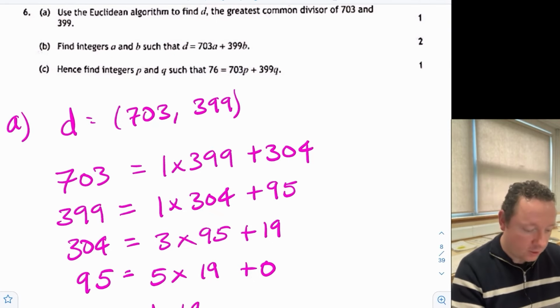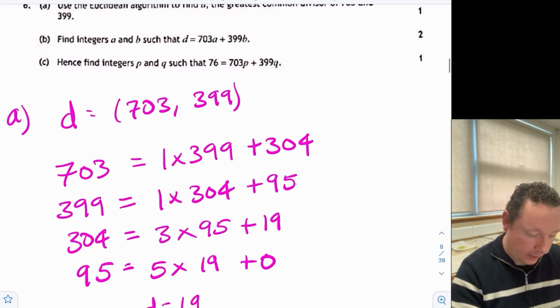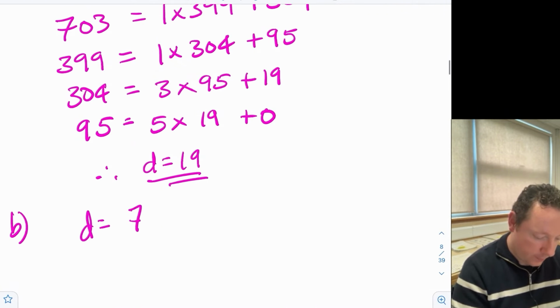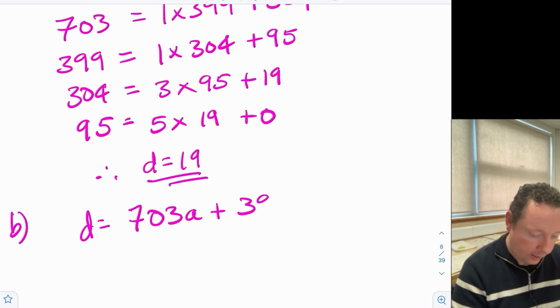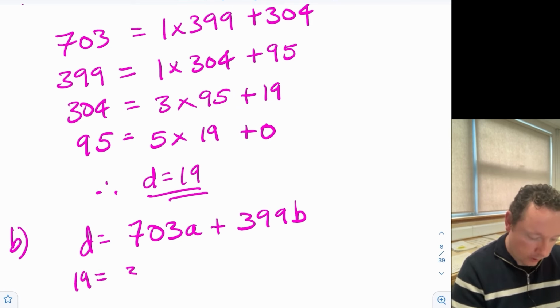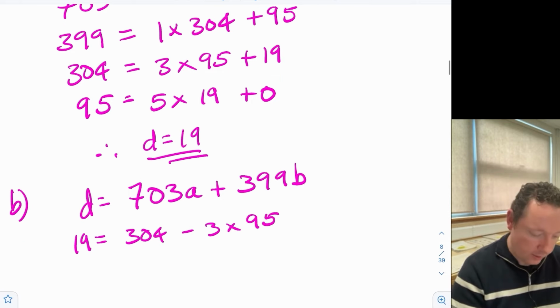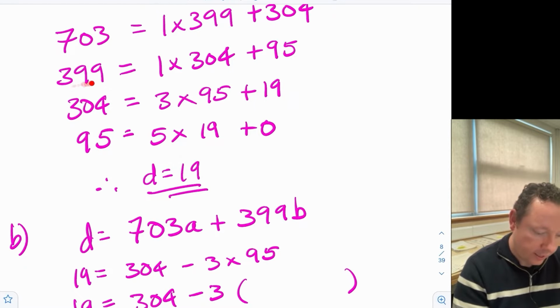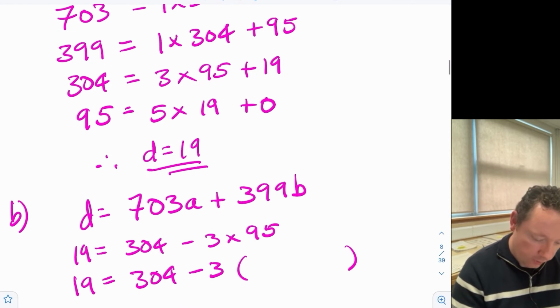Part B, find the integers A and B such that D is equal to 703A plus 399B. So D was 19, so starting from this line, 19 equals 304 minus 3 95s. 19 equals 304 minus 3 times 95. And then we can just keep jumping up. That means that 19 equals 304 minus 3 times whatever 95 is. Well, 95 we'll get from the next line. 399 minus 1 times 304.